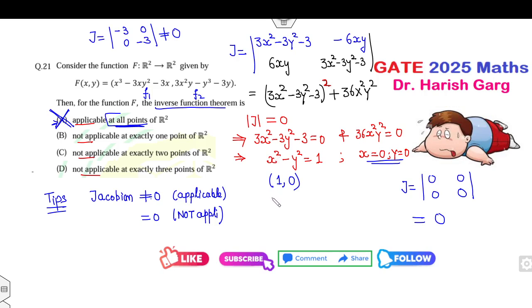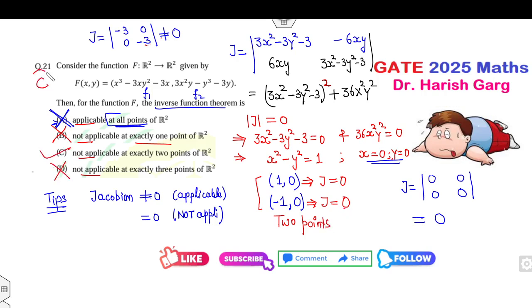Now because of this quadratic, I can also take minus 1, 0. At the point 1, 0, the Jacobian is 0. At the point minus 1, 0, the Jacobian is also 0. At the point 0, 0, the Jacobian is non-zero. So there are only 2 points where the Jacobian will be 0. So that means option C is the right answer of this problem.